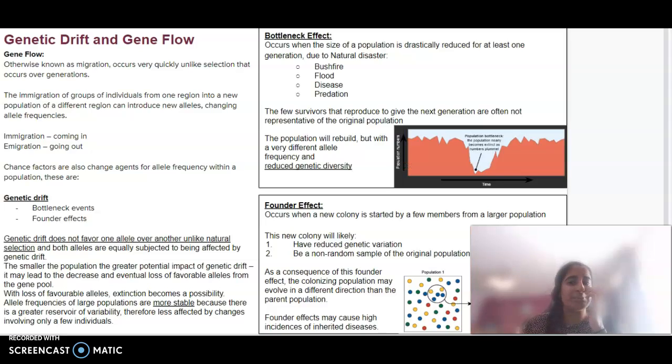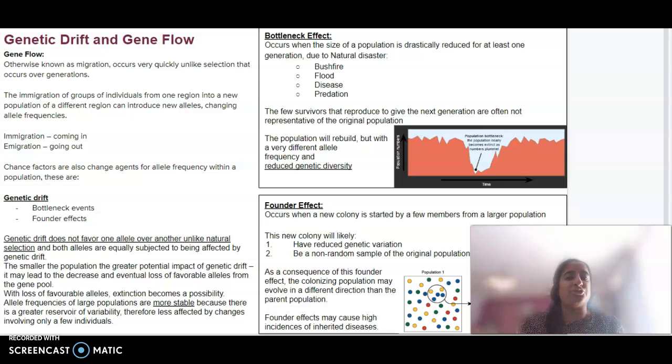So gene flow is basically looking at migration, and it can occur very quickly, unlike selection that occurs usually over numerous generations. So when we talk about gene flow, we can talk about alleles coming into a population or alleles leaving a certain population. So coming in, we call immigration with an I, and going out, we call emigration with an E.